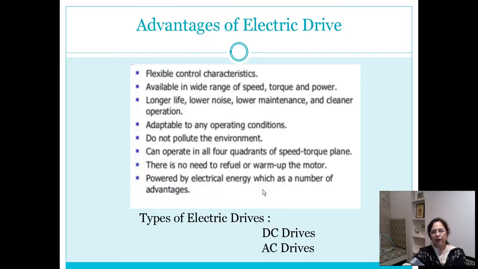Now, why are electric drives so popular in industry? These are the various advantages of electric drives. They offer flexible control characteristics where the operation of the motor load can be controlled precisely and accordingly the characteristic of the drive can be adjusted. They are available in a wide range of speed, torque and power. They have longer life, lower noise, lower maintenance and cleaner operations. Naturally, this is in comparison with the previously used mechanical drives.